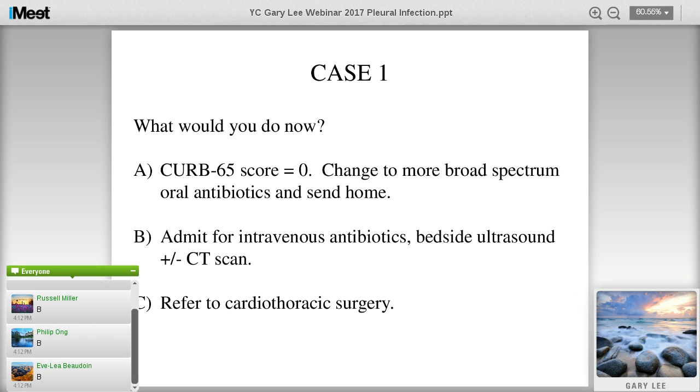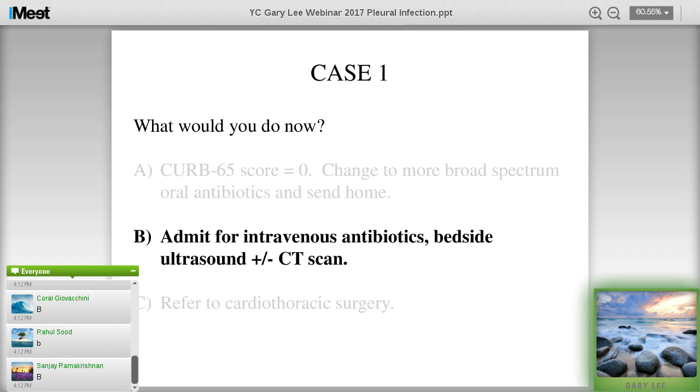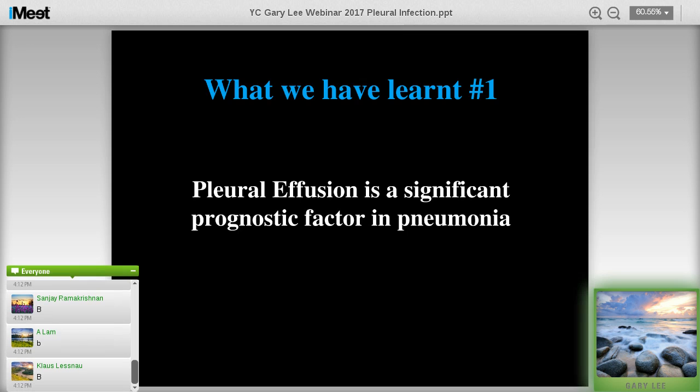So for members of the audience, you can use the chat box at the bottom left hand to answer Dr. Lee's questions. So I'm seeing a lot of responses, and they're all saying B, and that's exactly what we did. So we admit him because this is the second presentation. He's quite sick, so I think it's not fair to send him home again.